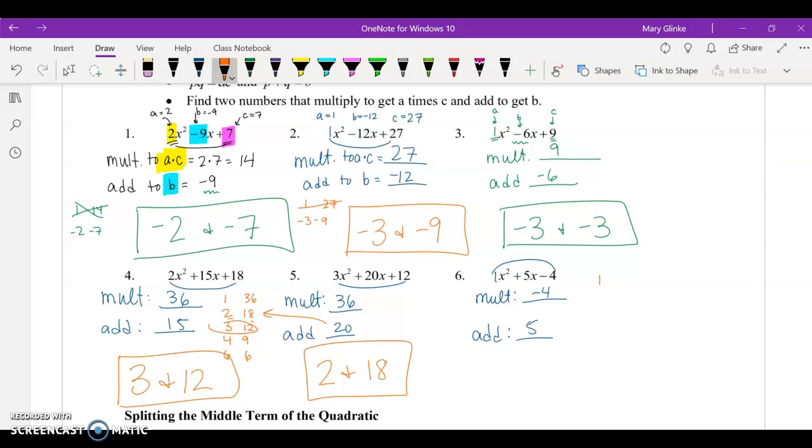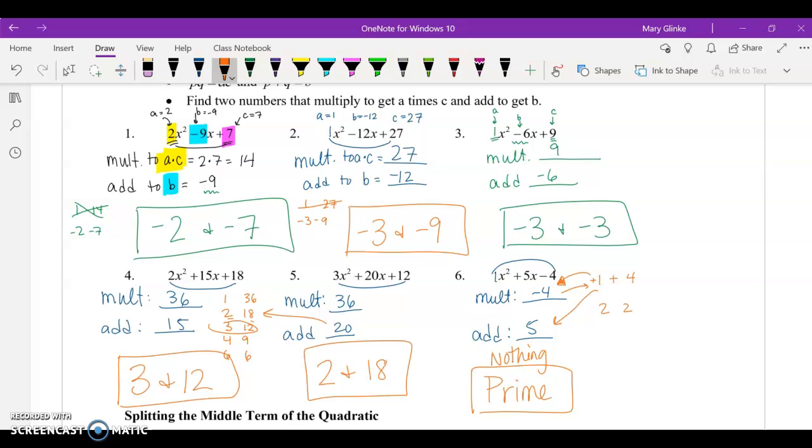And the last one is tricky because you have 1 and 4 or 2 and 2, and you might be thinking the 1 and the 4 work, but the problem is if they're both positive to get the 5, it doesn't multiply to get the negative. So nothing works for this one. And that happens sometimes. When you get a number pair where nothing works, it's going to be called prime.